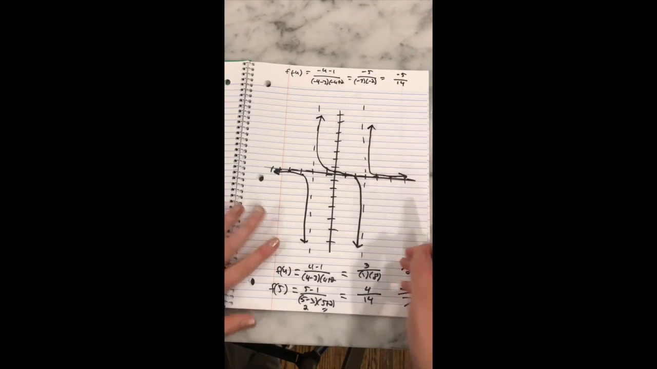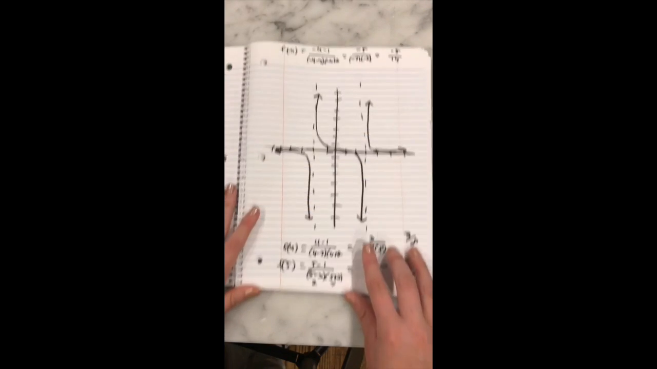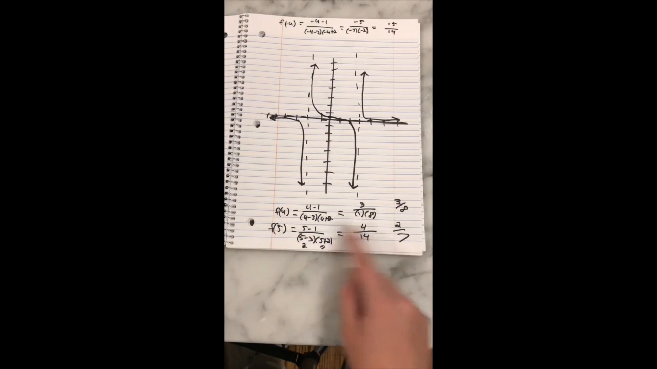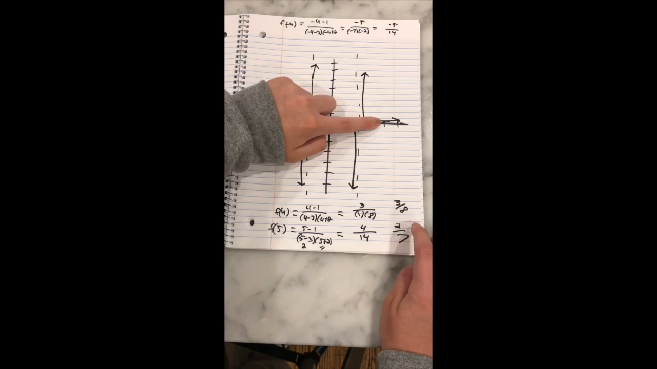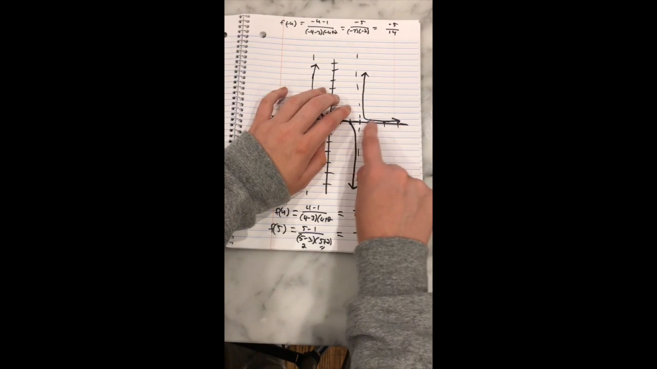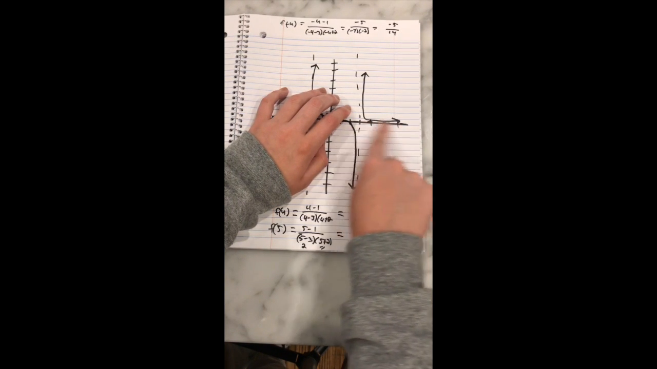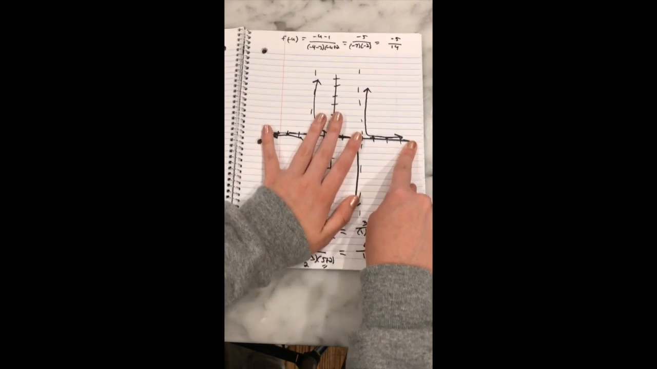What's happening over here though, right? Plug in these values. Plug in f of 4 and f of 5. We get out 3/8 and 2/7. As we can see, it's infinitely approaching this horizontal asymptote and this vertical asymptote.